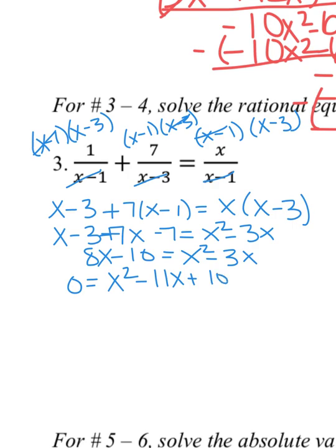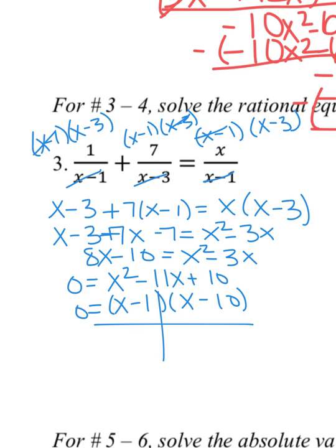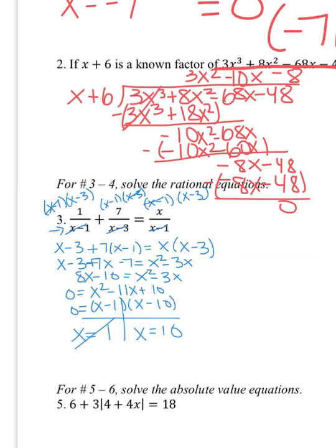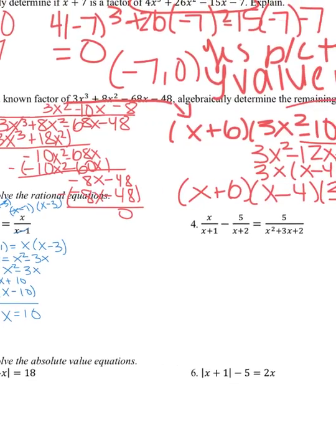And then if I go through and I do the whole master product, it would turn into x minus 1 times x minus 10. So I get x is equal to 1 and x is equal to 10. However, x is equal to 1 gets rejected because if I plug it into this x minus 1, I get a 0 in the denominator, which we know makes the expression undefined. Okay, so my only answer to number 3 is x equals 10.